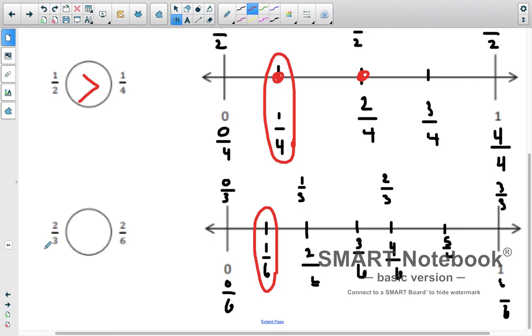Now I'm going to label 2/3. Where's 2/3? Okay, right here. So I'm going to put a dot right there. And 2/6, where's 2/6? Right here. So which one is closest to 0? Is it 2/3 or is it 2/6? 2/6 is closest to 0, so it is smaller than 2/3. All right, okay, let's move on.